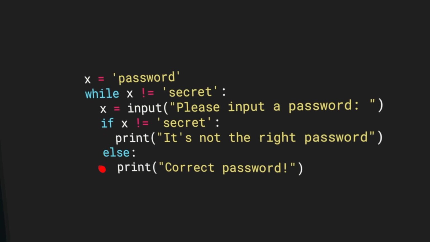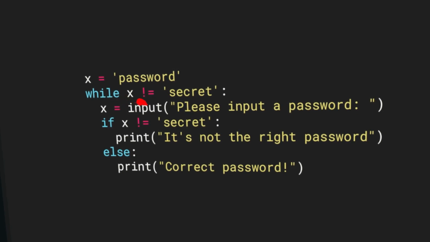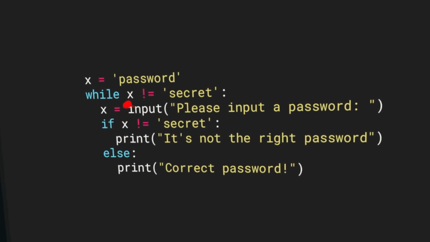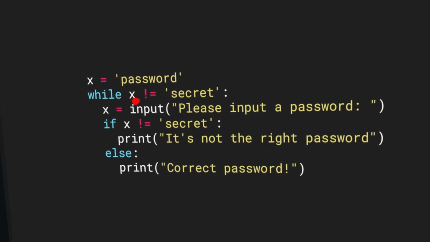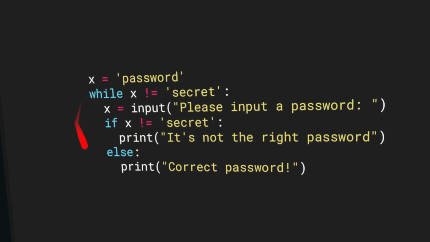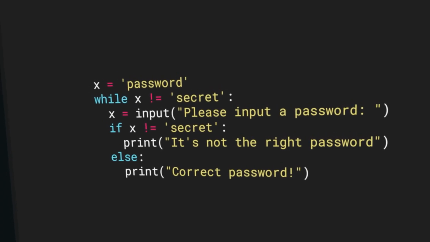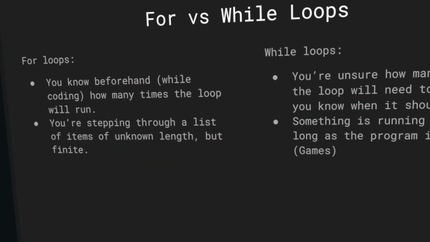And once we've gone through this loop iteration, we do the check again, and at that point we will see that, in the event we put in the right password, x has been set to secret. So secret does not equal secret is false, and the loop execution ends. Went through this a little bit.